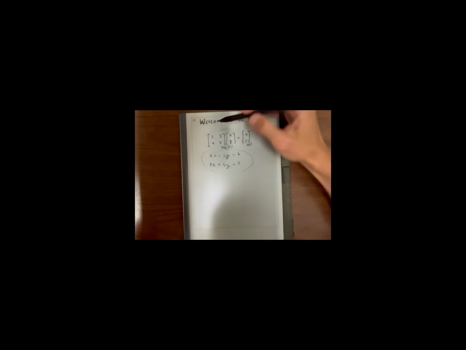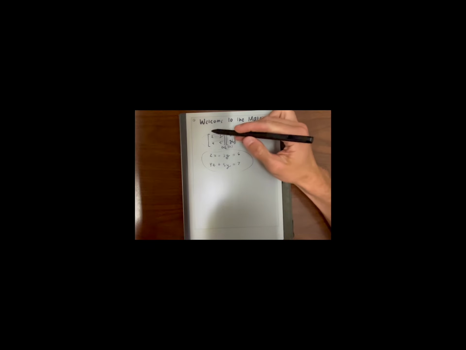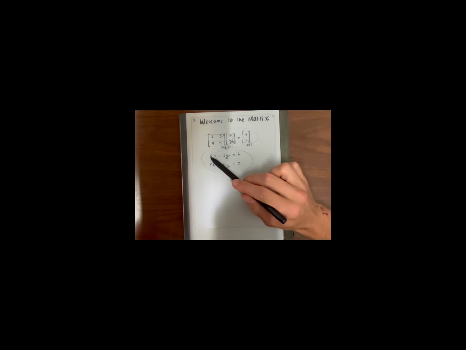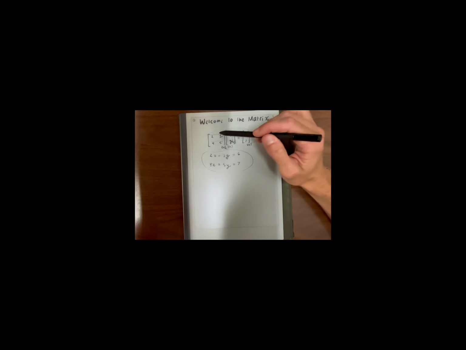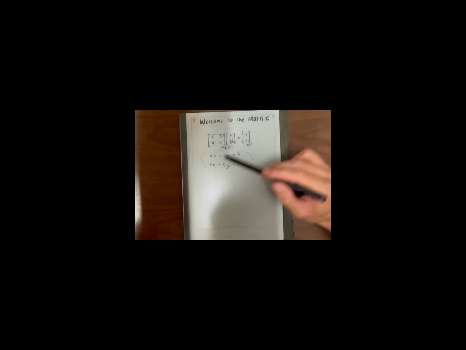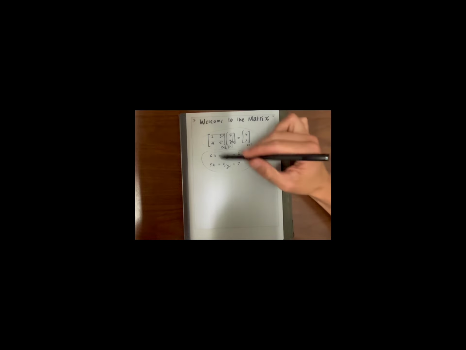So we can solve this by multiplying row by column and then row by column. So we have 2 times x plus 3 times y. Then the same thing for the second equation, 4 times x plus 5 times y. And we know that that is equal to the output of this equation.